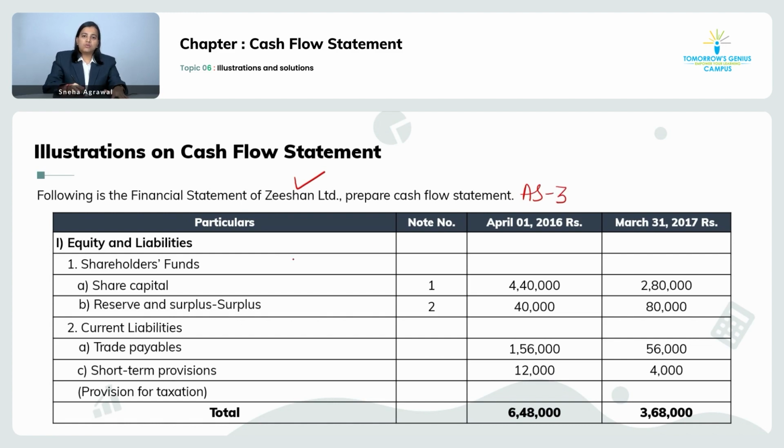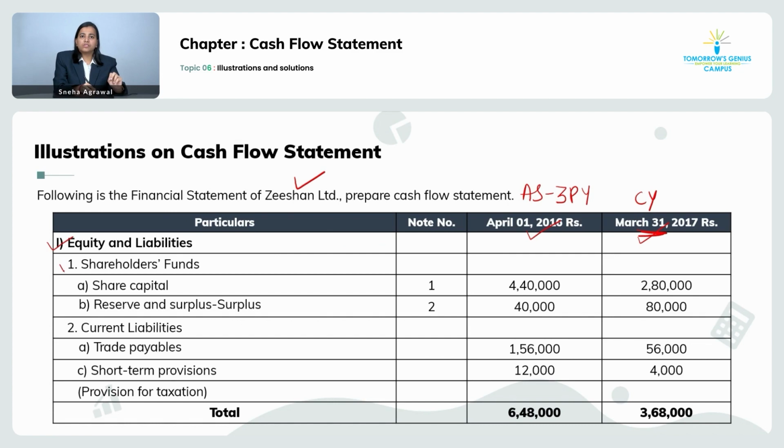The balance sheet of the company is given to you and it is as per Schedule 3 format. Let's read it. Equity and liabilities, and it will always be given for two financial years. One is the previous year, the other one is the current year for which you are preparing the cash flow statement. So the heading will be cash flow statement as on 31st March 2017.